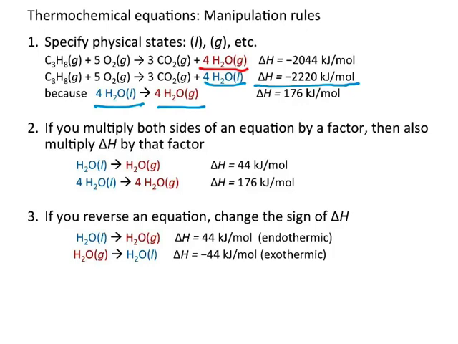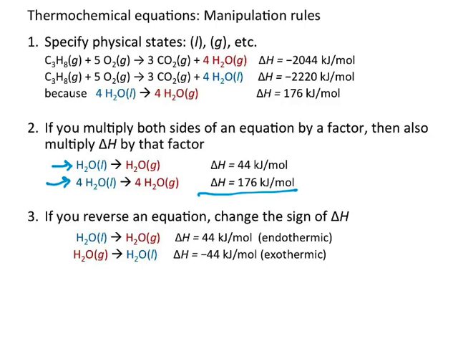It doesn't matter when you're talking about how to balance the equation and things like that, but we care about energies at the moment. Now, if you multiply both sides of an equation by some factor, then also multiply delta H by that factor. This makes sense. If you have to put in this much heat to vaporize water, well, if you vaporize 4 times as much water, you have to put in 4 times the heat. So that makes a ton of sense.